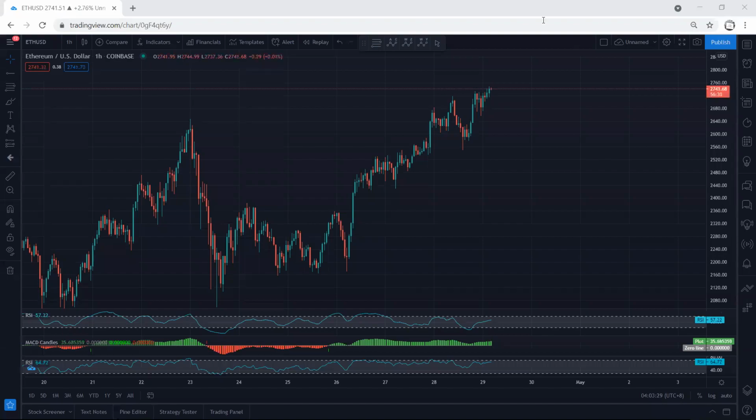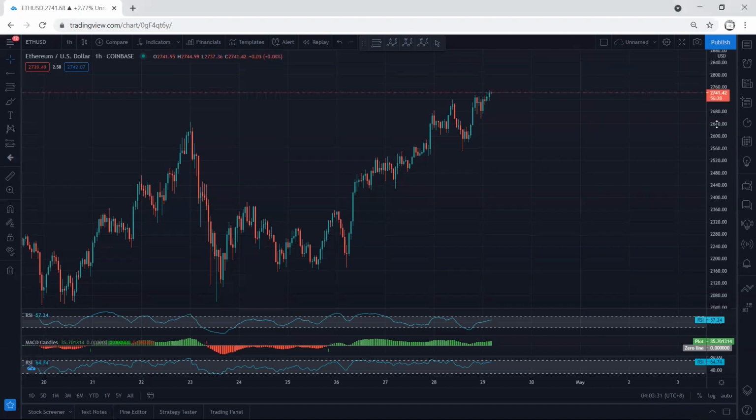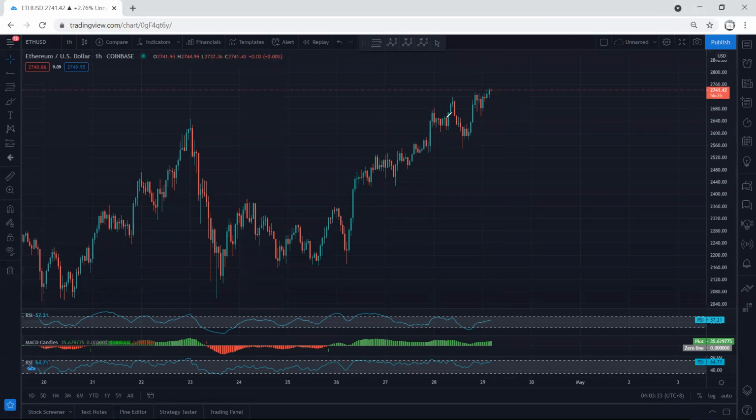ETH, we start with the 1 hour chart. Okay, if we refer to our analysis when the price was here, we mentioned we can expect the price to move a bit higher, but we mentioned we cannot trade because we don't have any trade setup. But after that, we can get this down move anywhere.